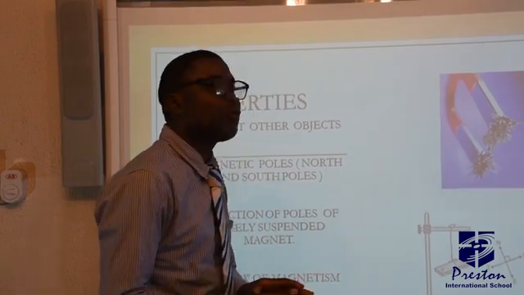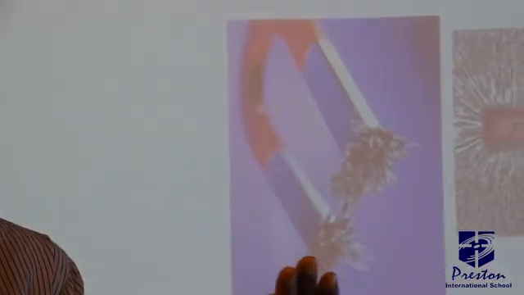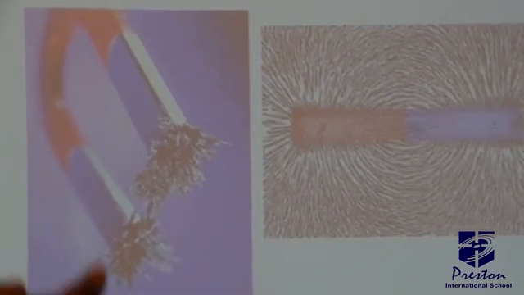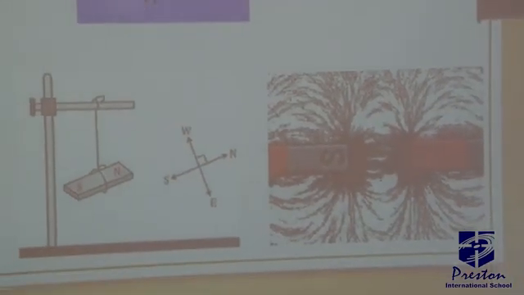Now, the laws of magnetism. When you bring two north poles together, they will repel each other. You bring two south poles together, they will repel each other. But when you bring a north and a south pole together, they will attract. We are trying to say, in the laws of magnetism, like poles repel each other, while unlike poles attract each other.